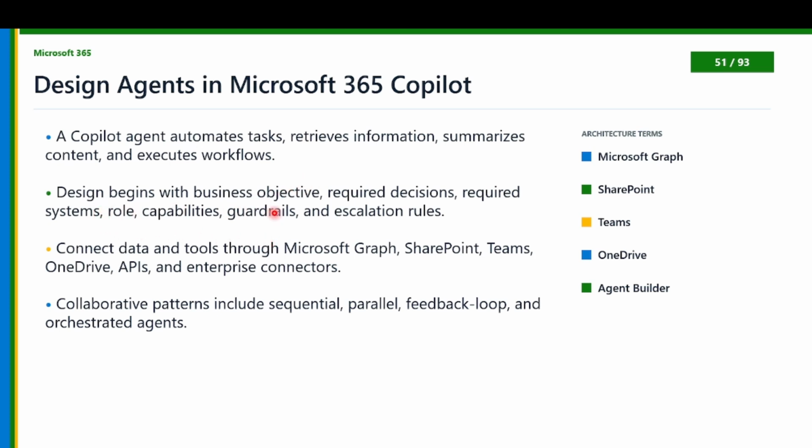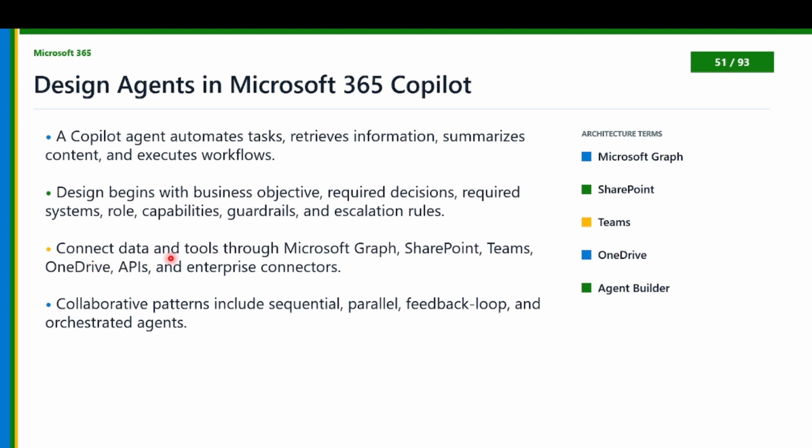So it's very, very important that you design the business objective, the required actions that the agent should perform, and the required systems it can connect to. Define the role of the agent in your system prompt design, and clearly define its capabilities also in the system prompt, and the guardrails: role-based access control list, privilege, and escalation rules, where the agent should call a human if it cannot summarize or doesn't understand any information that it is being given.